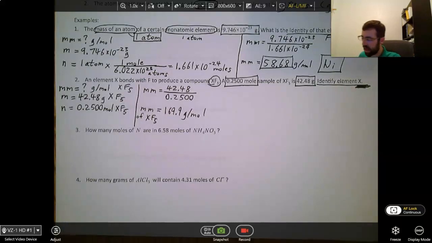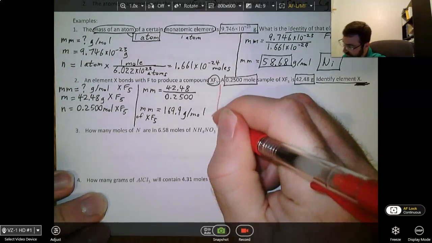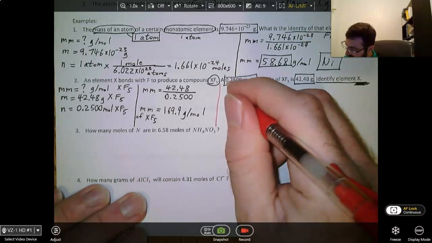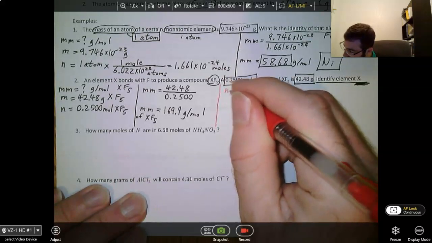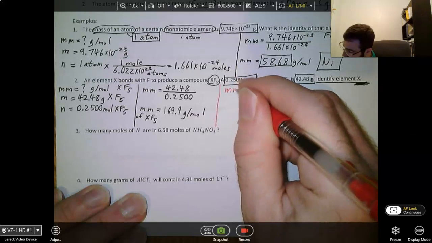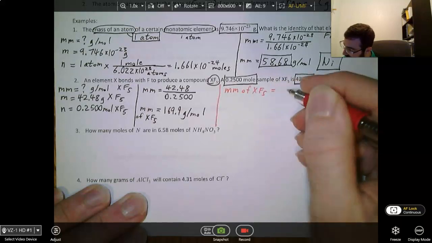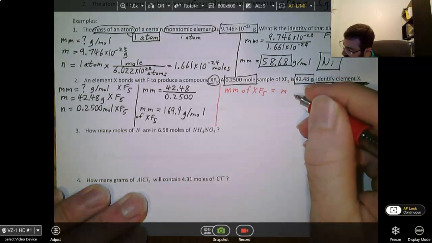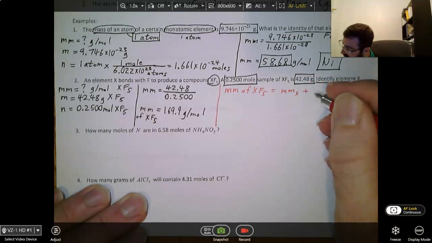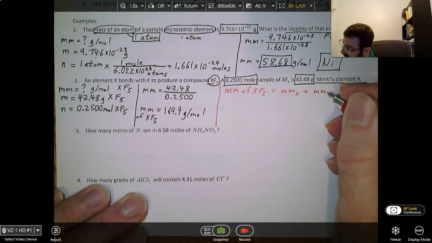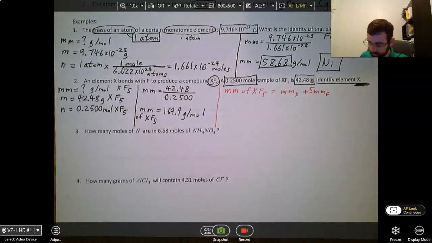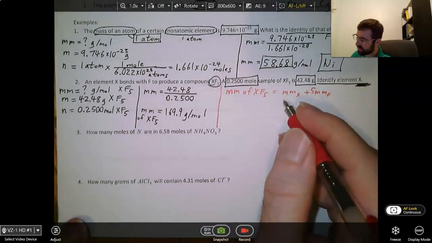So to solve that, we need to remember that the molar mass of XF5 is the mass of X plus 5 times the molar mass of F. I don't know what X is. I can't figure that out.